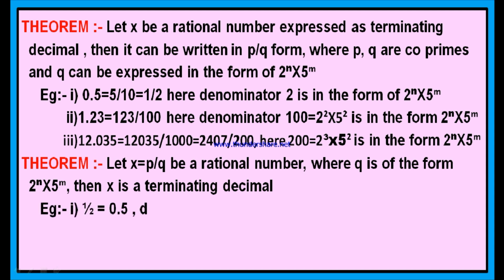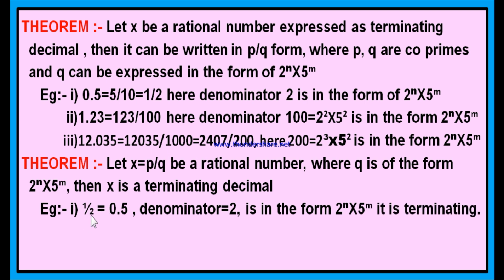Look at this example. 1 by 2. 1 by 2 is the given fraction which is in the form of p by q. Here, the denominator 2 is of course in the form of 2 power n into 5 power m. Now, if you convert this into a decimal number, you will get 0.5. Is it a terminating decimal or not? Yes, it is a terminating decimal. Therefore, if I am given a rational number in the form of p by q, where q is of the form 2 power n into 5 power m, if you convert it into a decimal number, you will get a terminating decimal.